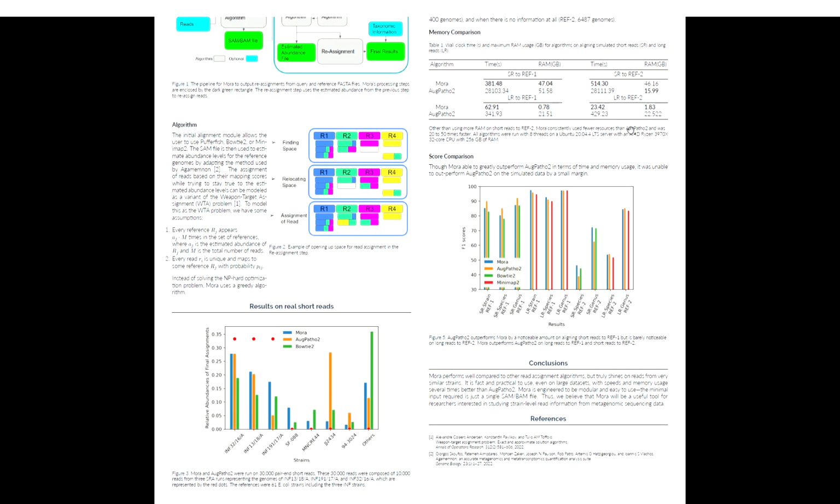Looking at the score comparison, which is the F1 score, we can see that Mora is oftentimes slightly better than argpatho2, or a lot better or comparable. It is only on short reads to ref1 at these different taxonomic levels does argpatho2 have a higher F1 score compared to Mora.